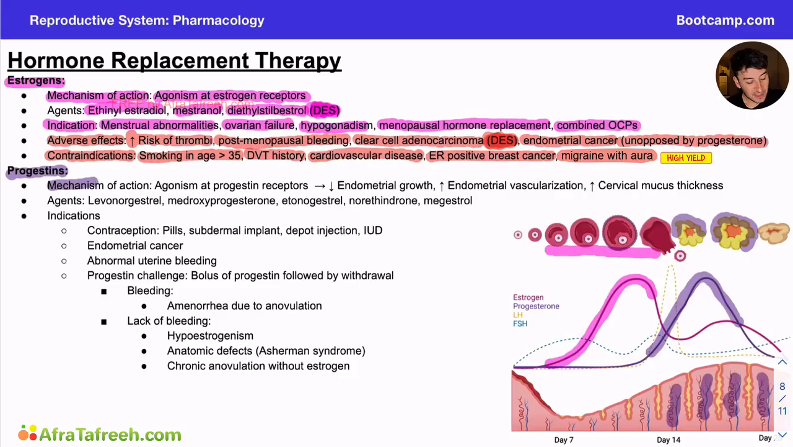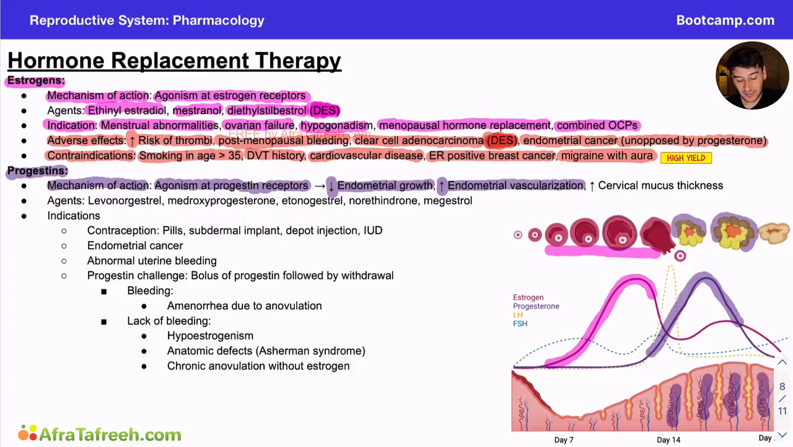When we give exogenous progesterone, we're going to have agonism at progestin receptors, and remember that progestin is pro-gestation. It's preparing for pregnancy. So we're going to have decreased endometrial growth because we already did all the growth when we had estrogen in the first portion of the menstrual cycle. And then we're going to have increased endometrial vascularization because we're preparing for implantation.